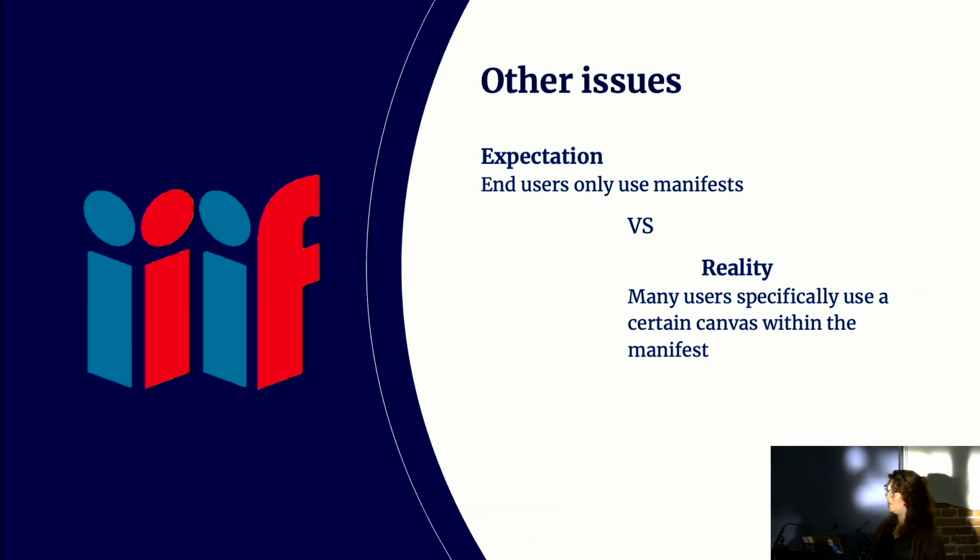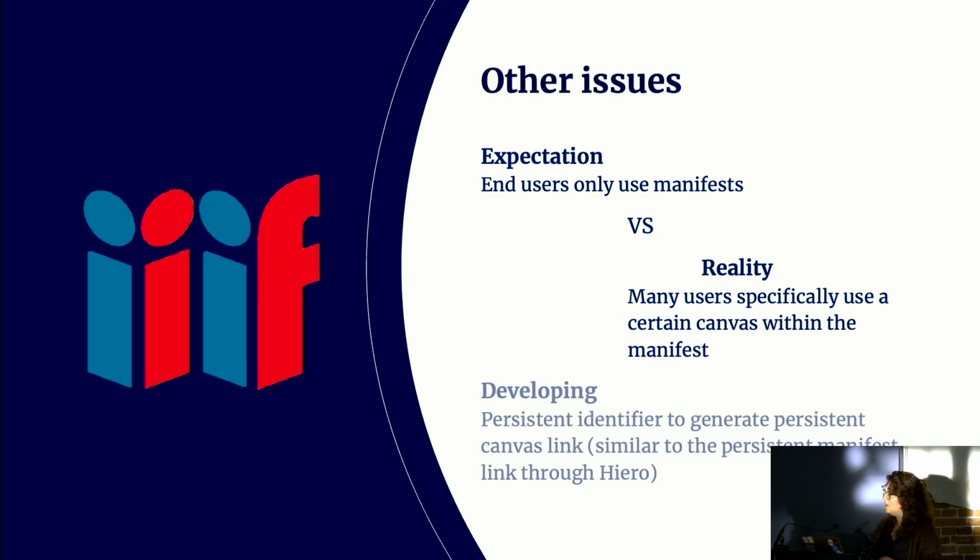So that is something that we are currently struggling with: how do we also make sure that people or organizations that use our canvases are not disturbed by our migration? Currently we are developing a persistent identifier to generate a persistent canvas link, and maybe we can use Hero to help us with that as well.